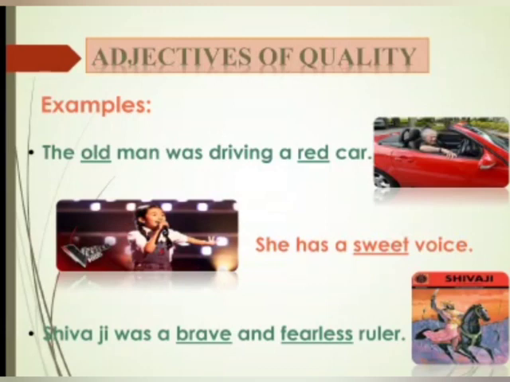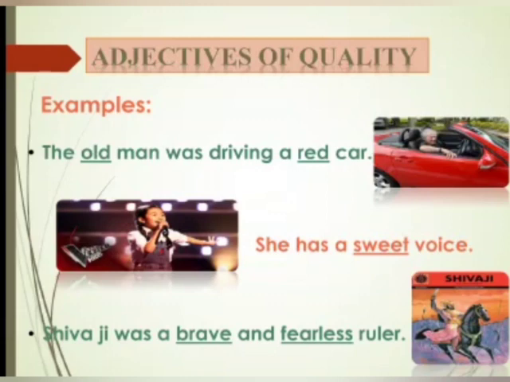Examples are the old man was driving a red car. Here the words old and red are examples of adjective of quality. They are telling us something about the noun man or car. In second example, she has a sweet voice. What kind of voice she has? Sweet voice. Sweet is adjective here.